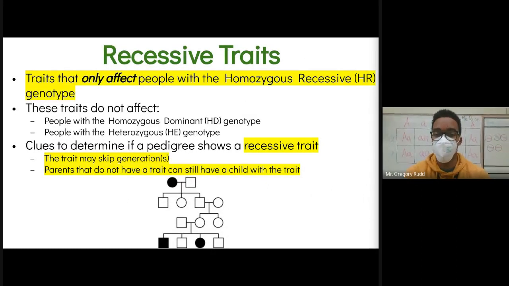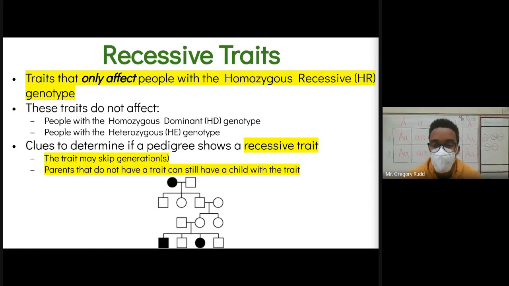Okay, let's try another one. These are recessive traits now, so we're literally flipping it. These traits only affect people who are homozygous recessive. Everyone else will be unaffected. So the only way to get these traits is if you have two recessive alleles. That's the only way to get these.